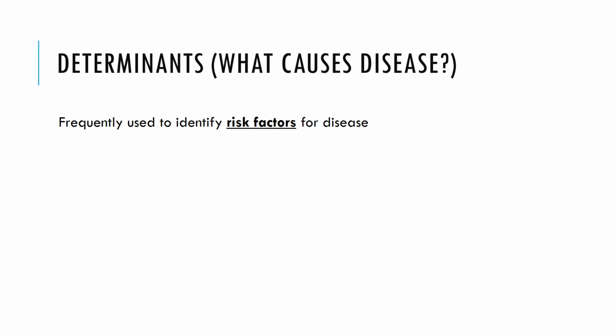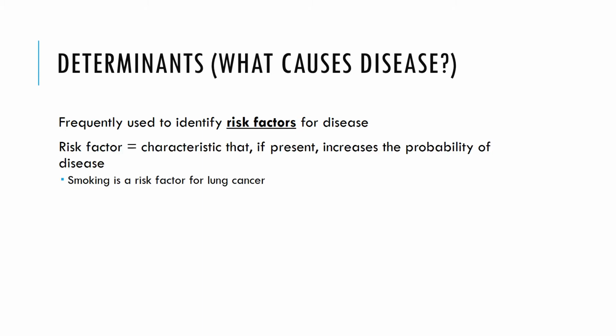Determinants can also be thought of as what causes the disease. Sometimes another term that's used is risk factor. So determinants can tell us what factors might put someone at risk for developing a disease. A risk factor is a characteristic that, if it is present, increases the probability of disease. For example, smoking, we know, is a risk factor for lung cancer.